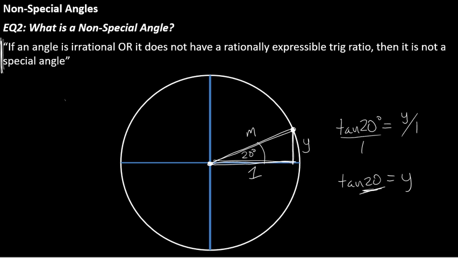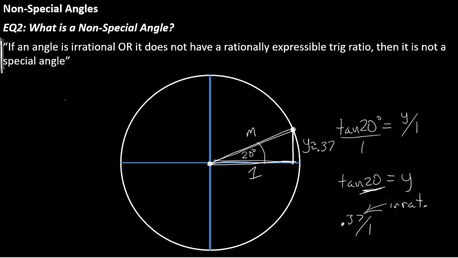But what I can tell you is that this side y right here would be approximately 0.37. And what does that mean? Well, I would have 0.37 to 1. So this is a completely irrational number. I can't express it as anything.